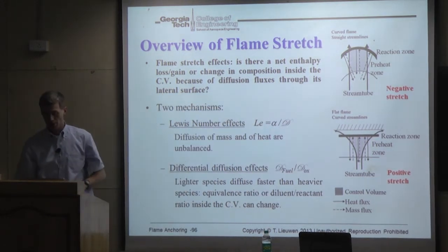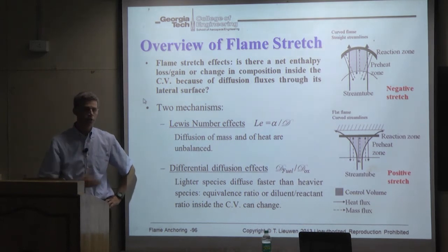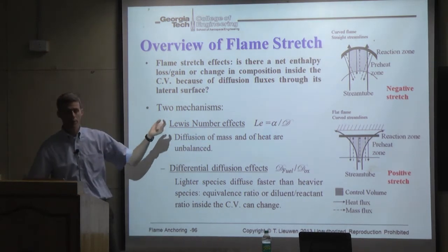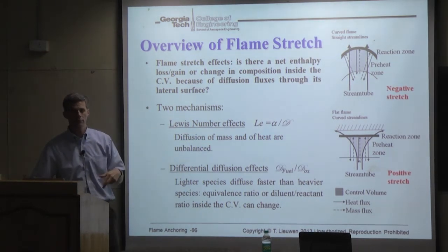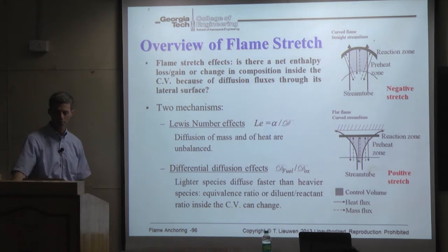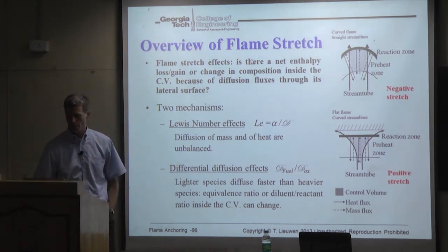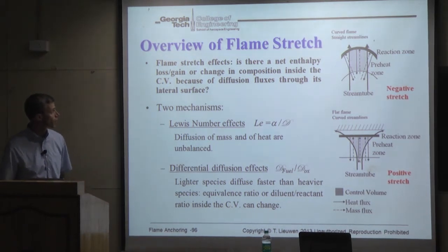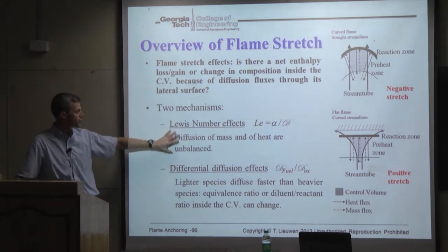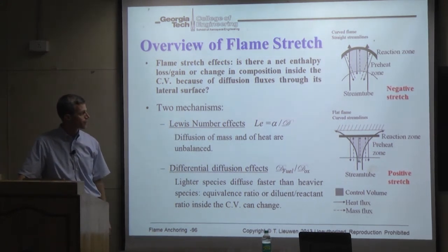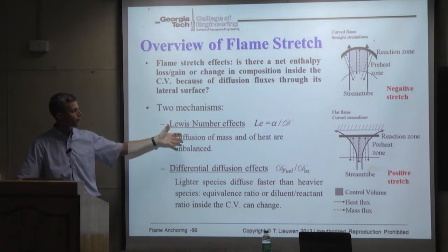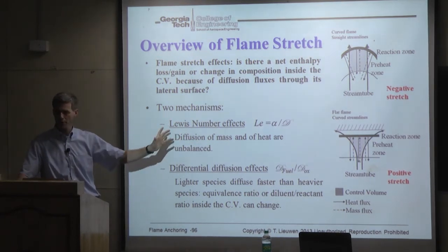And so that means that you'll actually have a change in composition inside the control volume. If your global fuel-air ratio is lean, locally the fuel-air ratio inside that control volume could be even leaner, right? And so you have a mechanism for a change in composition. So this question here, is there a net enthalpy gain or loss or a change in composition inside the control volume? These are influenced through two mechanisms. One is a Lewis number effect and the other is a differential diffusion effect. All right? And I want to emphasize that for a given fuel they are oftentimes related to each other, but they're completely distinct mechanisms.